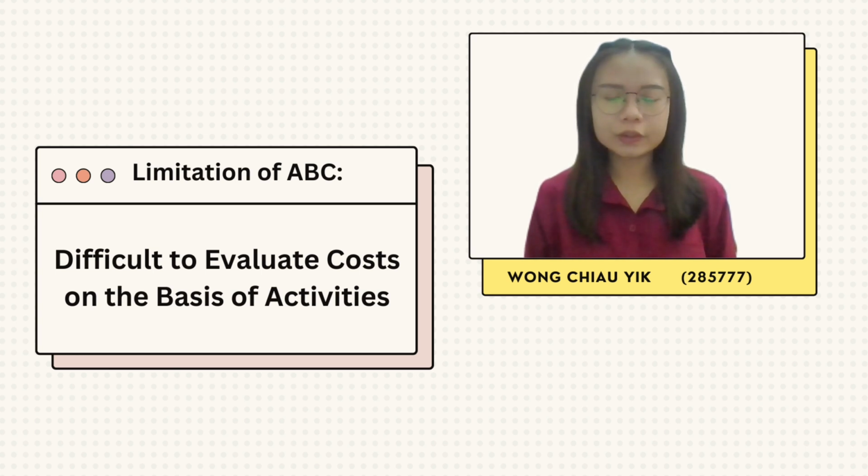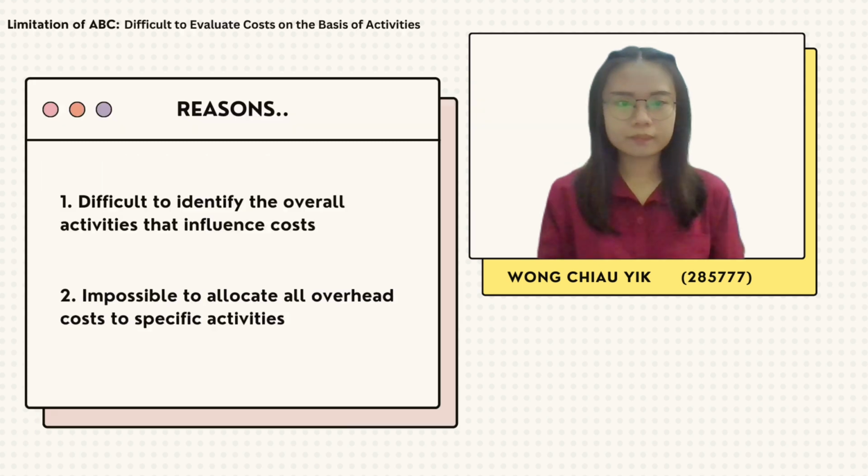One of the limitations of activity-based costing is that it is difficult to evaluate costs on the basis of activity. This is due to the reason that it is difficult to identify the overall activity that influences costs, and it is impossible to allocate all overhead costs to a specific activity. Unless costs are originated by a real-time activity that is computable in quantitative terms and which can be related to production output, the cost driver will not work.